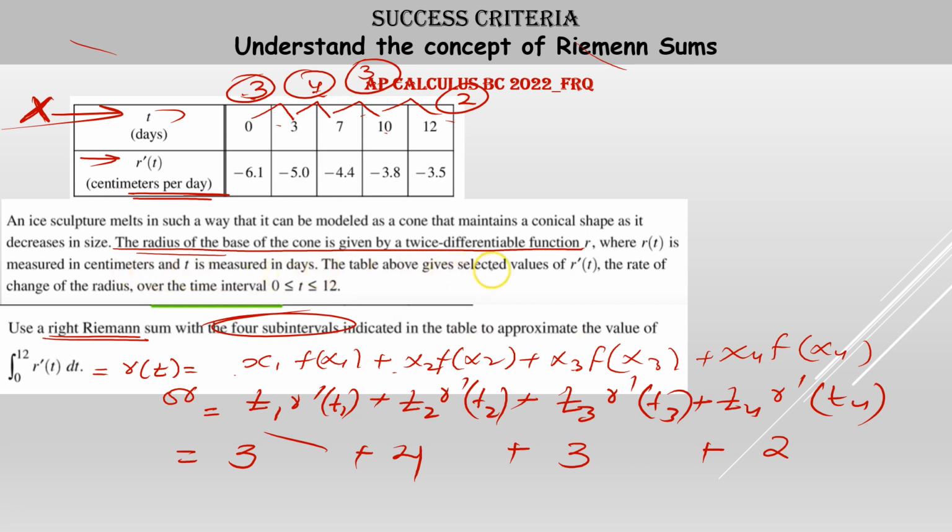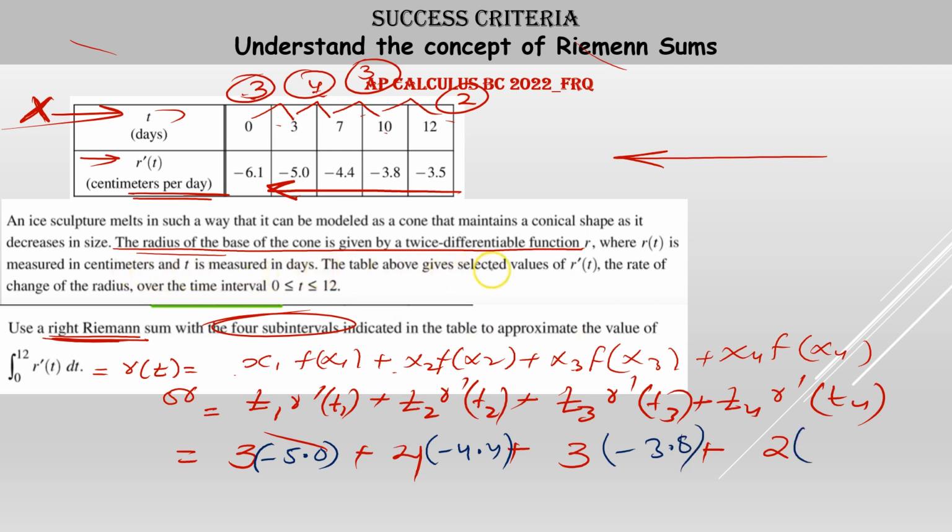So they are saying right Riemann sum. Right Riemann sum means I have to go from there and I will leave the first value. So what I am going to write: first value minus 5.0, second value minus 4.4, then minus 3.8 and the last is minus 3.5. Write it in the calculator and get the answer. Okay, if they are not asking to write the unit, do not write. But in all the cases, the unit will be centimeter because you are calculating the radius.